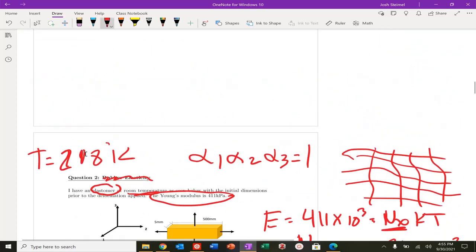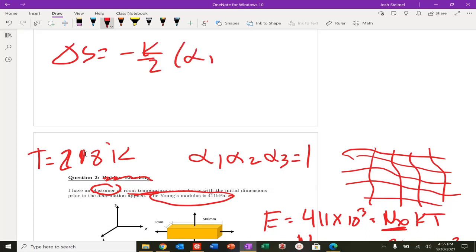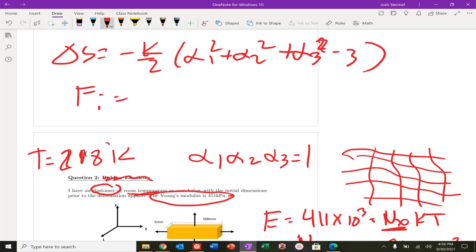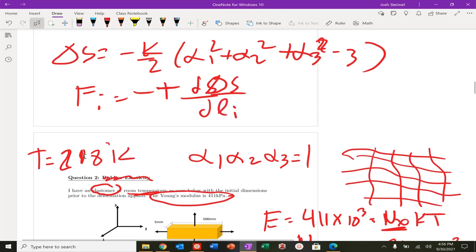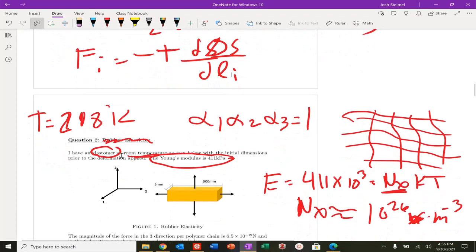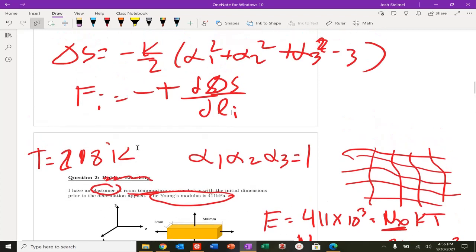So we have the following expression. Delta S equals minus k over 2 times alpha 1 squared plus alpha 2 squared plus alpha 3 squared minus 3, and the force in the i direction equals minus T times the derivative of delta S over dLi.